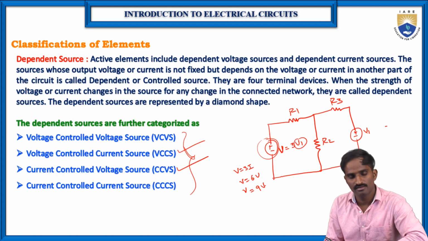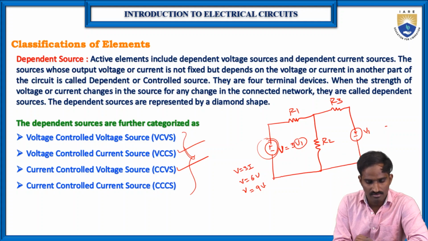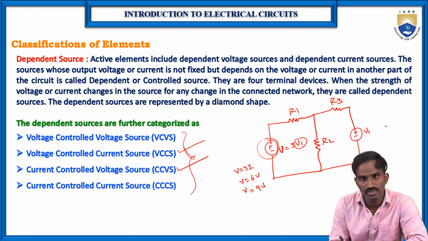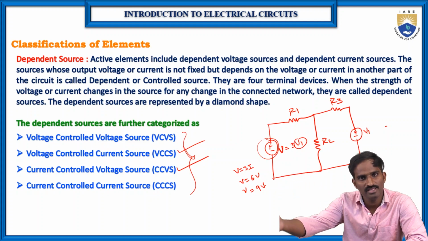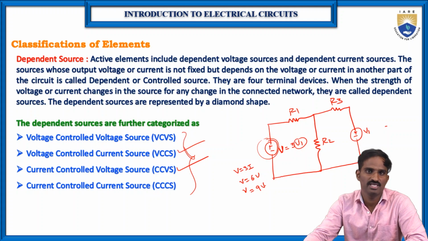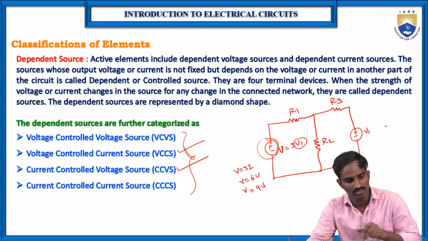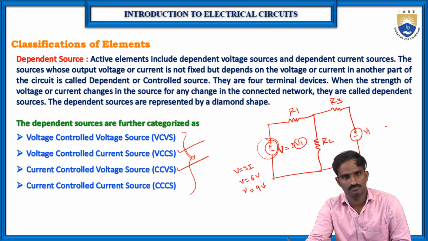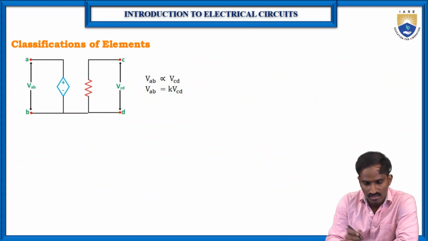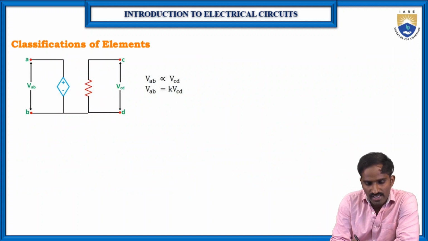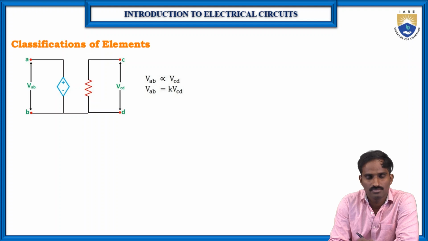So like that, the value of the source depends on the value of another element which is connected in the same circuit. That is called the dependent source. Right. So here, as we can see, VAB is equal to K into VCD. Okay, so that's why this is a voltage controlled voltage source.